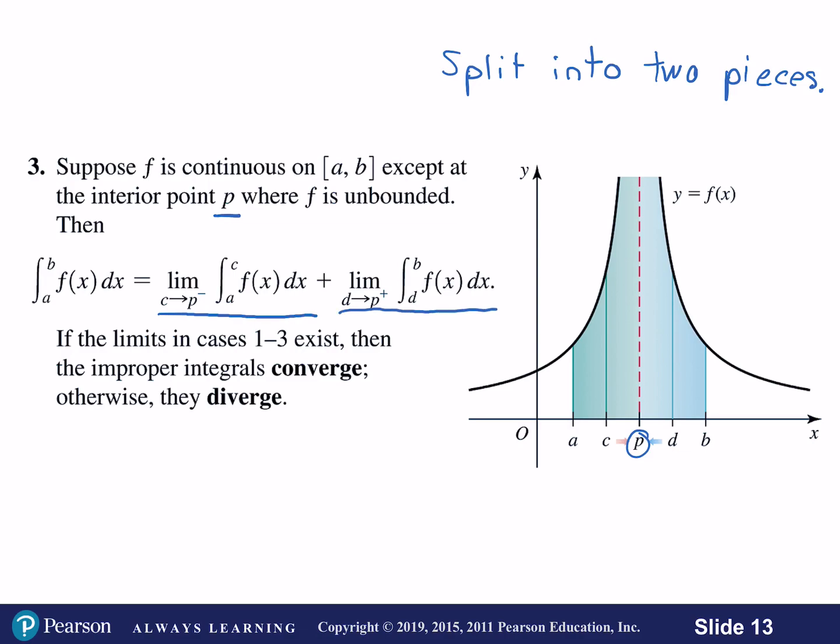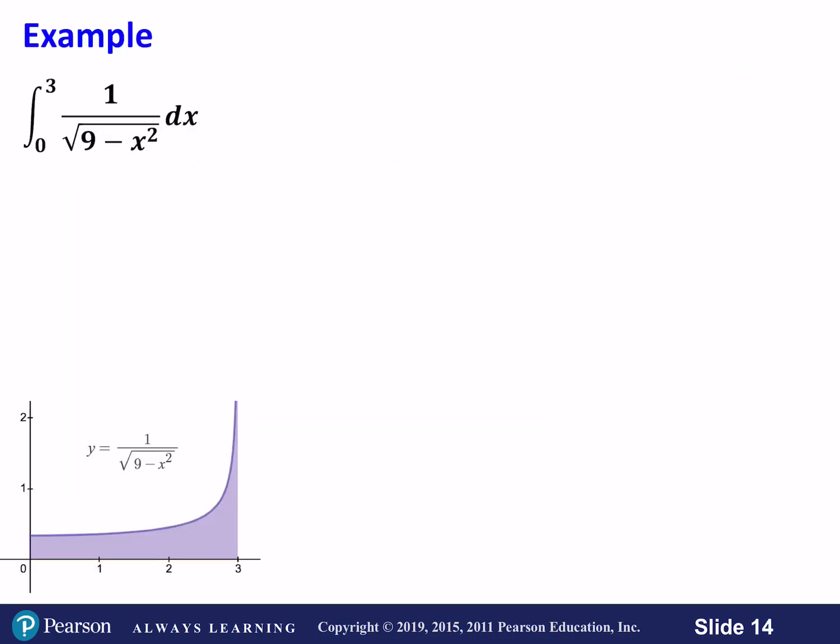The first piece is this guy over here, a to c. The second piece is this guy over here. And we ask ourselves, what happens as c and d both approach P? And if any of these limits in cases 1 through 3 exist, then the improper integrals converge. Otherwise, they diverge. Let's do an example. Suppose we have the integral from 0 to 3 of 1 over root 9 minus x squared. Feel free to give this a shot before I do, see if you get the right answer.